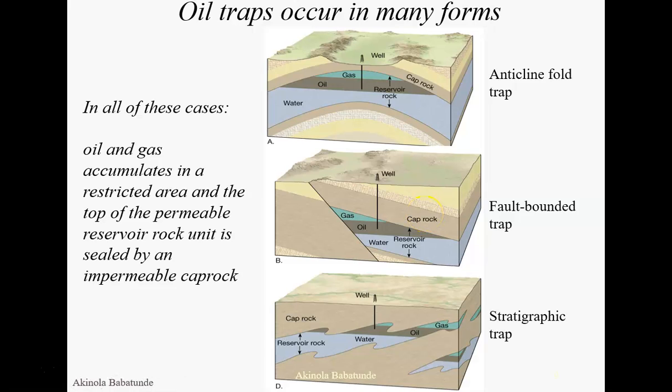Then thirdly, we have what we refer to as the stratigraphic trap. Again, you will see that we have the reservoir rock. You can see the layer of the reservoir rock, and then right above the reservoir rock, we have the cap rock that is impermeable. These are three popular forms of oil traps that we have.